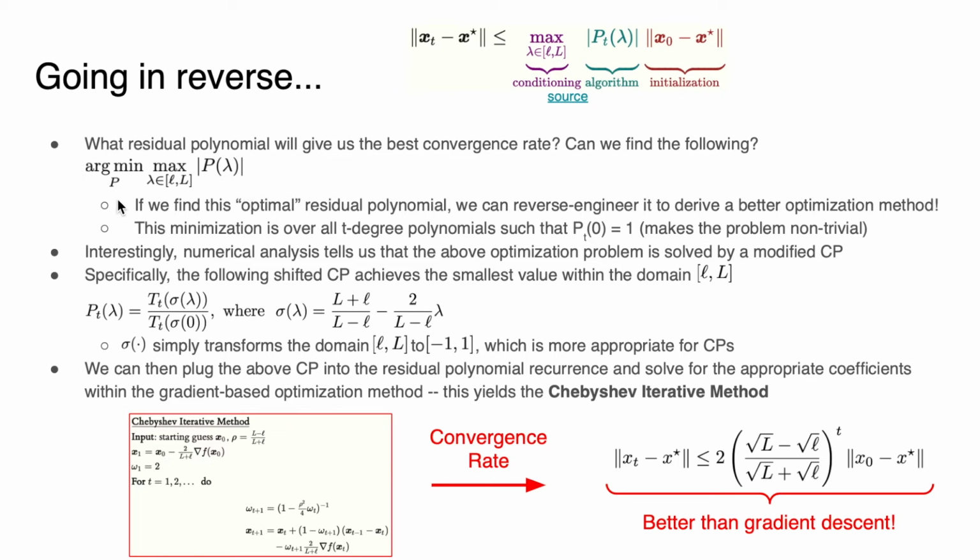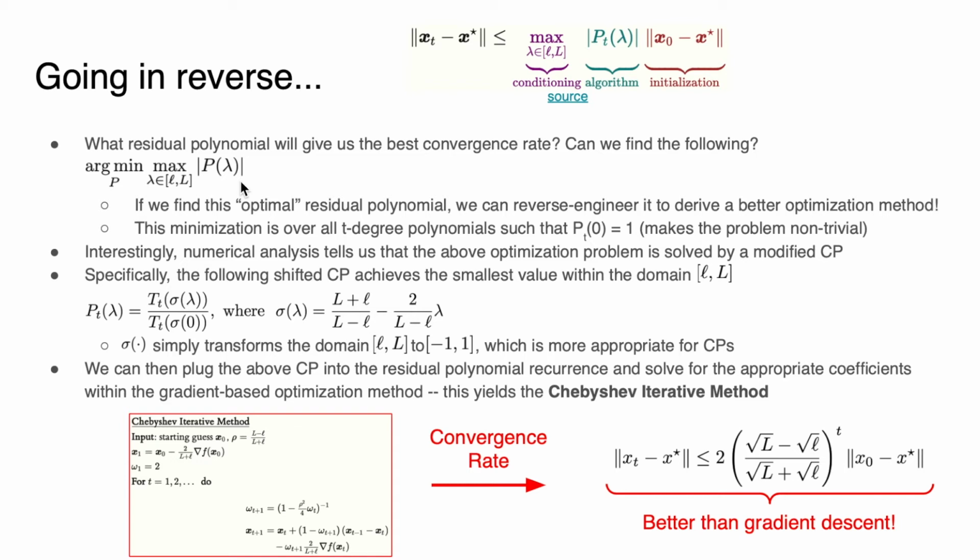And the reason that this minimization problem is not trivial is because of the residual polynomial property that our tth degree residual polynomial at 0 must be equal to 1. If the residual polynomial did not have to satisfy this property, this optimization problem here would be super simple because the best polynomial would just be 0 everywhere. So if we try and solve this problem, the interesting thing is that we actually know what the answer is from previous research and numerical analysis.